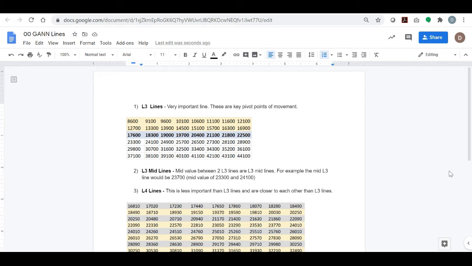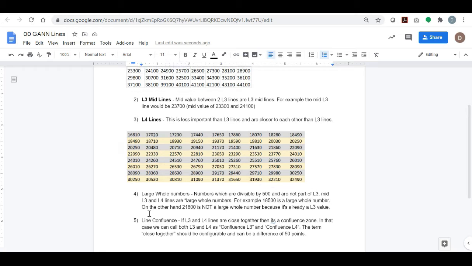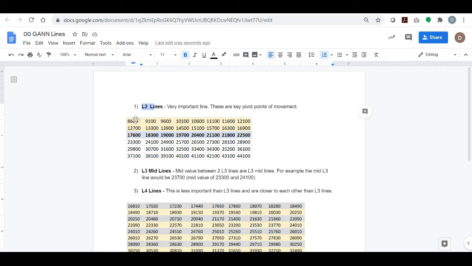The very first thing is the definition of the lines. So there are five types of lines. One is the L3 line. The numbers of the L3 lines are already provided. These are very important lines. They are big round numbers.